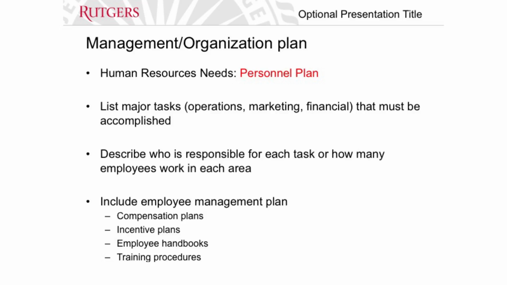And then human resource needs. You're talking about your other employees and staff that are not on the management team. Again, you know the tasks or the roles that you need them to fill, whatever area it might be, in operations, marketing, financial, whatever it is. So list these tasks that they must accomplish, and describe who is responsible for each of the tasks and how many employees work in each area, right? So this is pretty detailed. Your management plan is pretty detailed. Include an employee management plan.